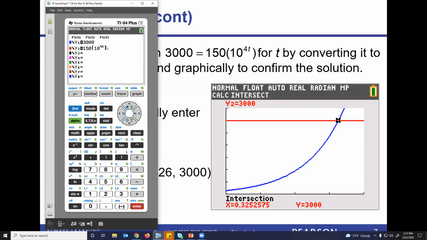The problem with this is basically when I graph it, I may not see everything. I have to adjust my window. I have to remind myself, oh, well, I plugged in 3,000, so I need this to be higher than 3,000 in the first place. So 3,500 would be good. Okay, now I can see where they cross.